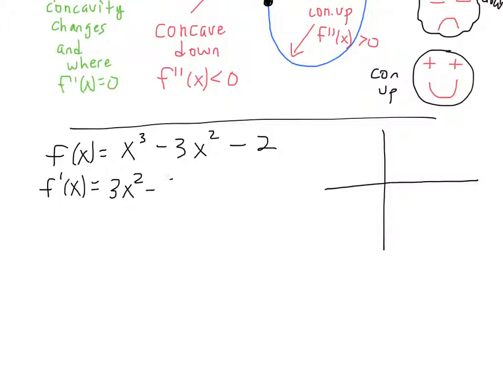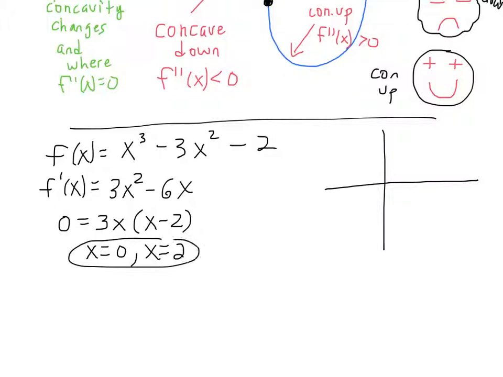3x squared minus 6x. Let's use our first derivative test, which recall is to set it equal to 0 and solve and look for what we called critical points. So I can factor out a GCF there. If I solve, I get x equals 0, x equals 2. Now remember, these are known as critical points. They're points where the derivative is either equal to 0 or undefined. In this case the derivative is never undefined, so these are the only values for our critical points.